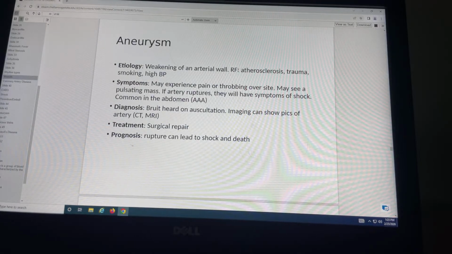So risk factors for this. Coronary artery disease often can cause this, right? The atherosclerosis, because it's blocked and it weakens the artery. Trauma, obviously, so if you get hit really hard in the head, you can rupture a vessel in your head, for example. Smoking, again, because that nicotine causes the vessels to harden, right? And if they're hardened, they're not elastic, right? So if you try to stretch something that's not elastic, it's going to break.